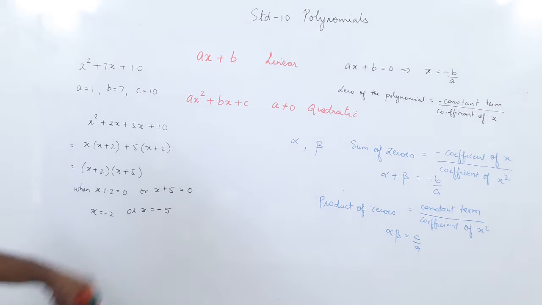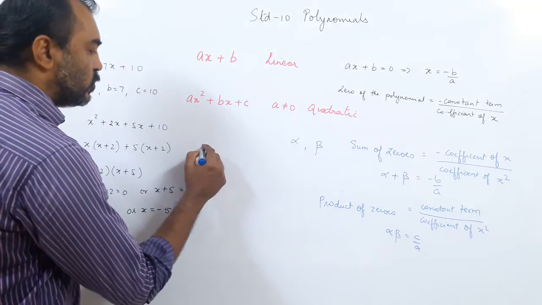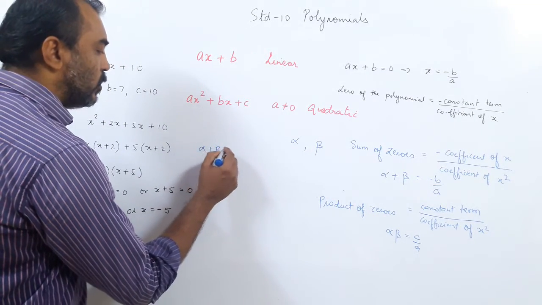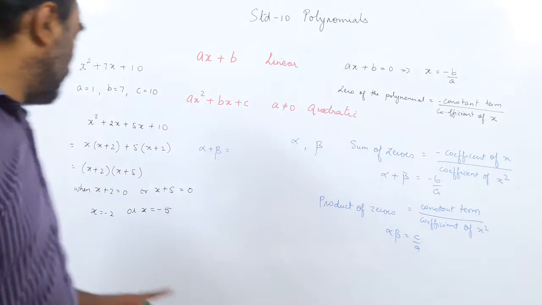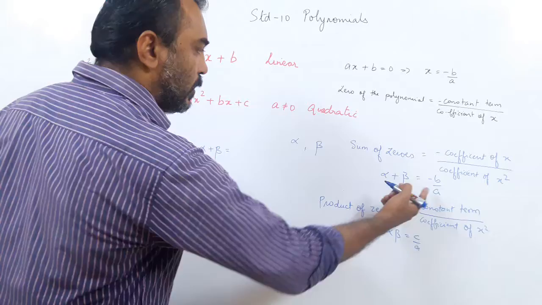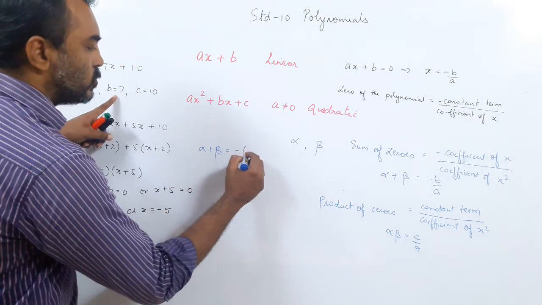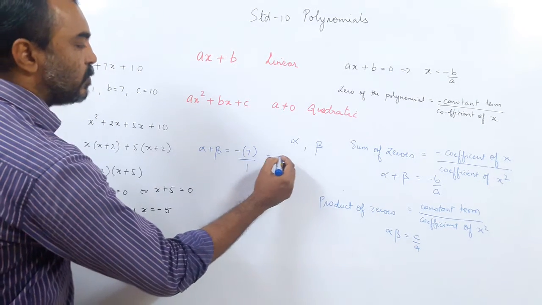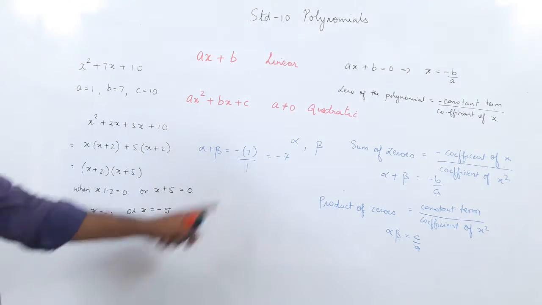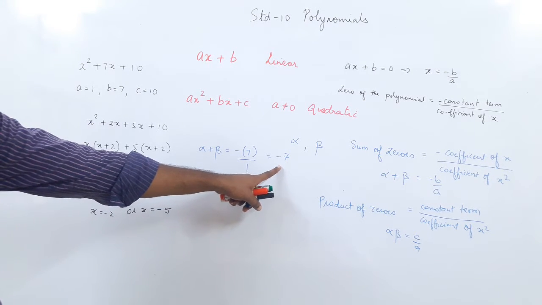So if one is alpha and one is beta, what is the sum of the zeros saying? Sum of the zeros, we write alpha plus beta, is the minus the coefficient of x, means minus b upon a. So minus, what is b here? 7. So minus 7 upon a. What is a? a is 1. So we get minus 7. Clear? So alpha plus beta is minus 7.